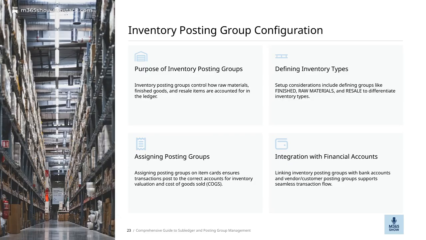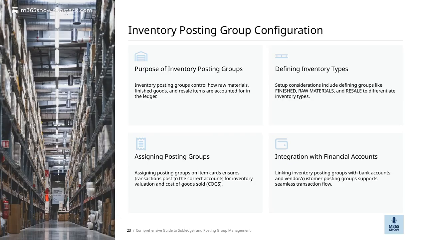Next, we have the importance of assigning posting groups directly on item cards. Doing this guarantees that each transaction posts to the correct ledger accounts, which is vital for proper inventory valuation and calculating our cost of goods sold, or COGS. It keeps our financial statements accurate and up to date.